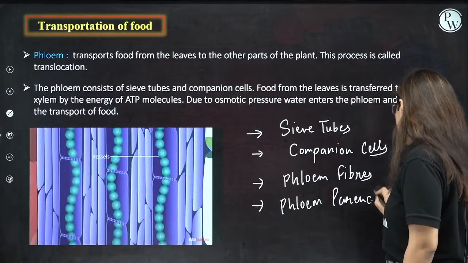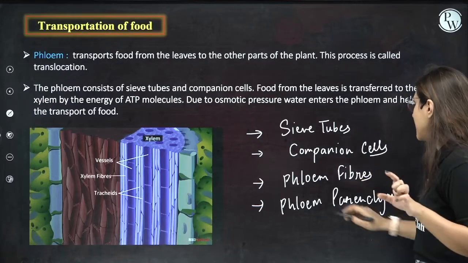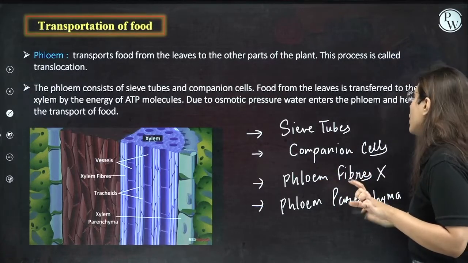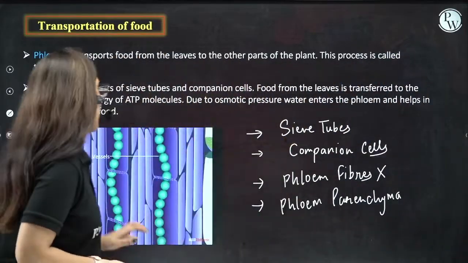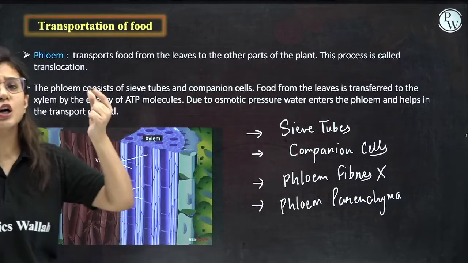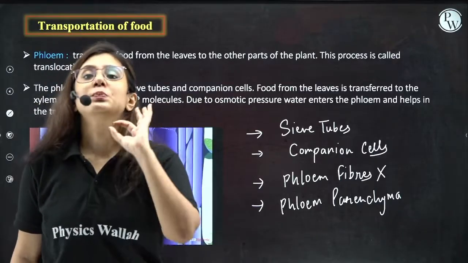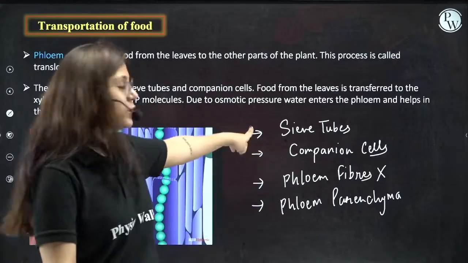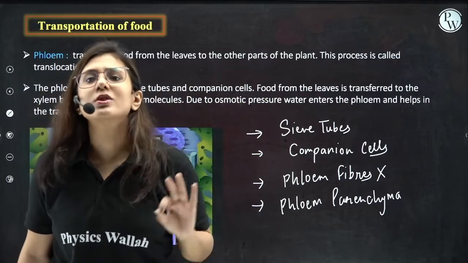Unlike xylem, phloem is considered to be a living tissue, because except phloem fibers, all these cells are living. Now you can have a look here. What is happening here? Sieve tubes. The term sieve means which has pores inside it. The tubes which are porous, that is the meaning of sieve tubes. If I say sieve cells, same. They have pores inside their walls.